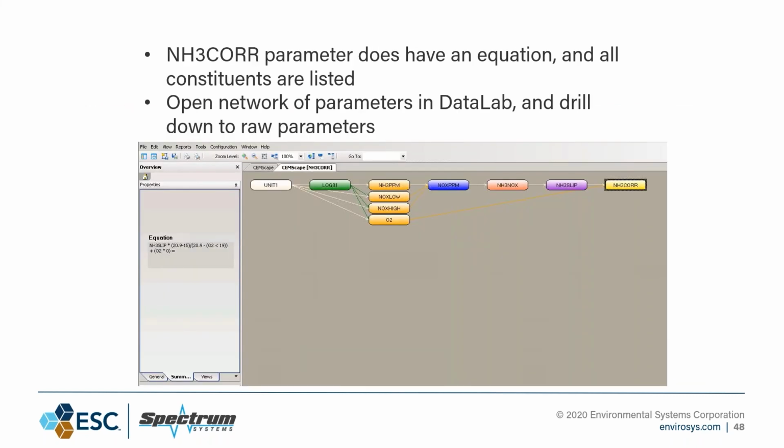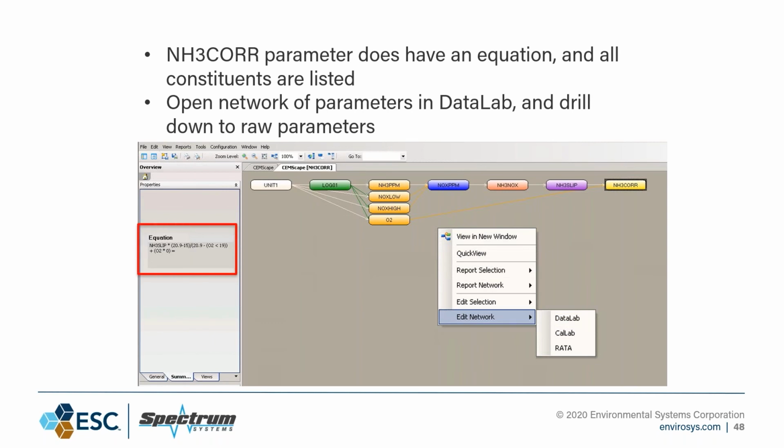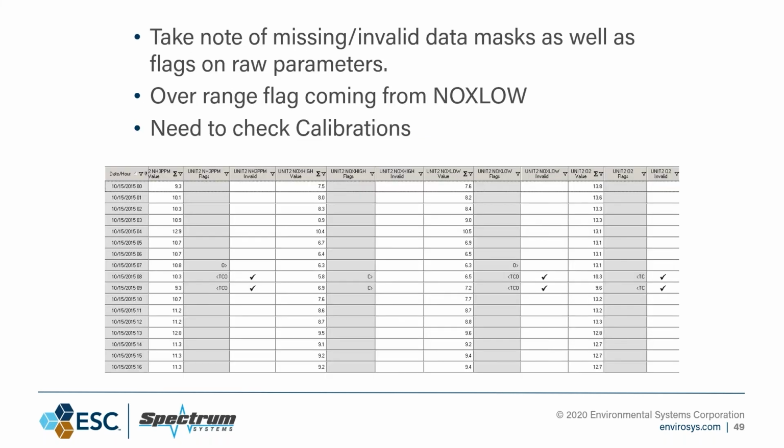As you can see, the NH3 corrected parameter does have an equation and all of its constituents are listed. Open network of parameters in Data Lab to drill down to the raw parameters. Take note of the missing and invalid data mask as well as the flags on the raw parameters. Overrange flag coming from NOx low, need to check calibrations.